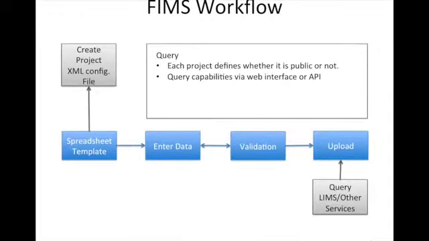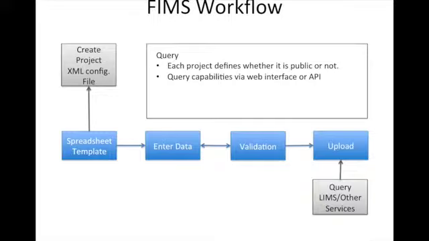The FIMS workflow begins with a project configuration file, which you see in the upper left-hand corner in the gray box. This configuration file is set up once by a project administrator or a developer. Once it's set up, the users can then use the system. All of the user functions are highlighted by the blue boxes.